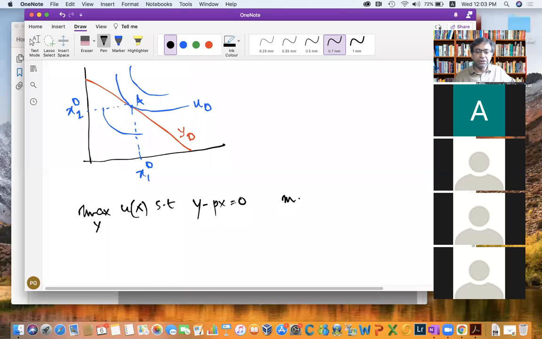The problem I just described takes the form: minimize px subject to U(x) no less than some target level u bar, right?